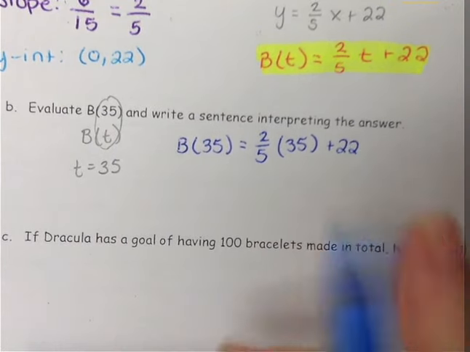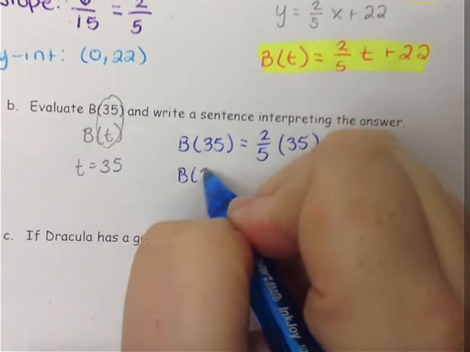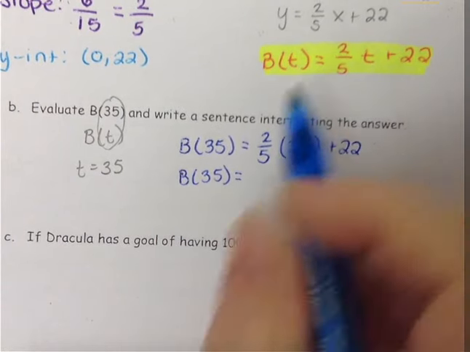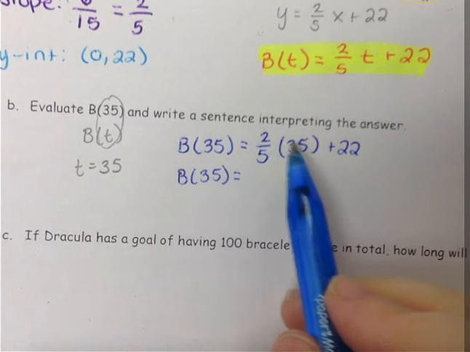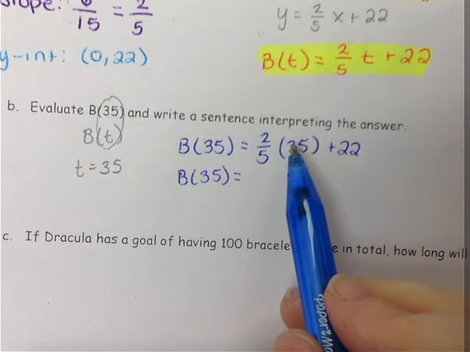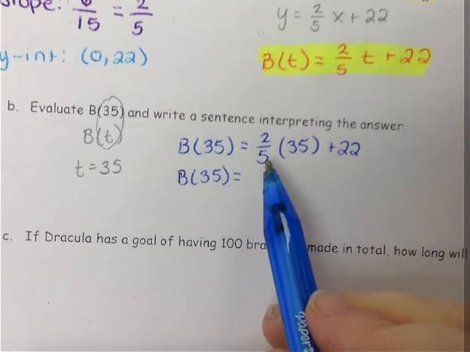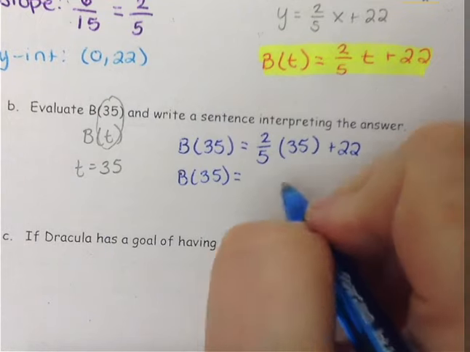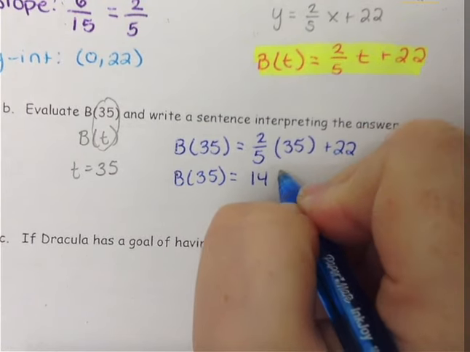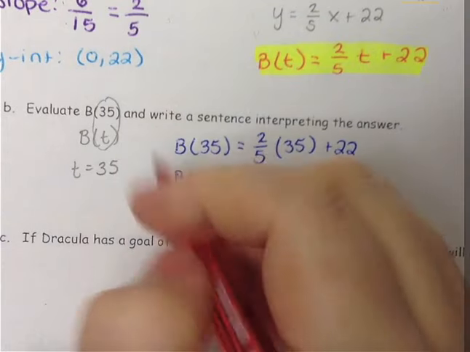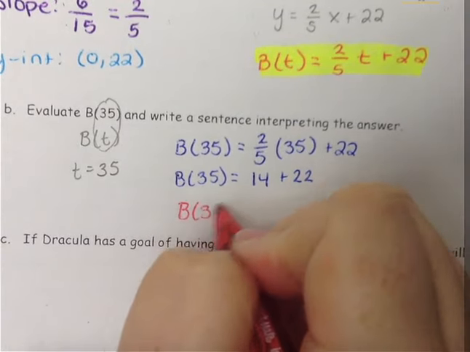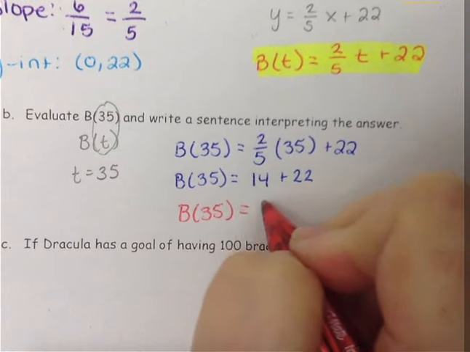And now we evaluate. So we have B of 35 equals 2/5 times 35, which is really 2 times 35, which is 70, but then we divide it by the 5. So 70 divided by 5 is 14. Then we still have that plus 22. So the answer for this is B of 35 is equal to 36.